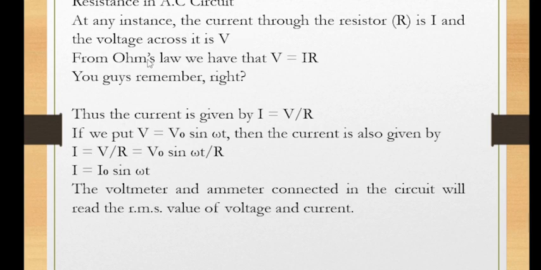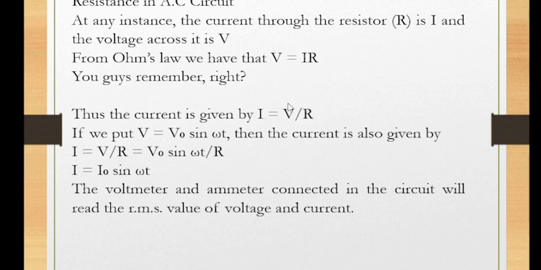Resistance in an AC circuit: just the same way we have resistance in a DC circuit, we have resistance in an AC circuit. At any instant, the current through the resistor R is I and the voltage across it is V. You remember from Ohm's law, V is equal to IR. Thus, the current is given by I is equal to V over R. We are talking about alternating current, so majorly our focus in this class will be the alternating current.